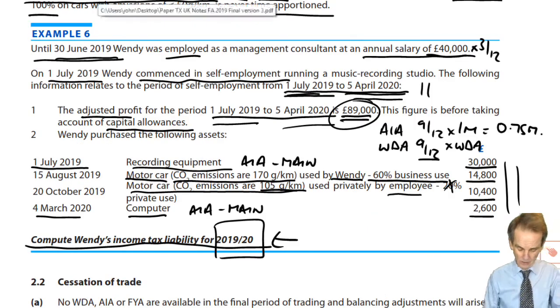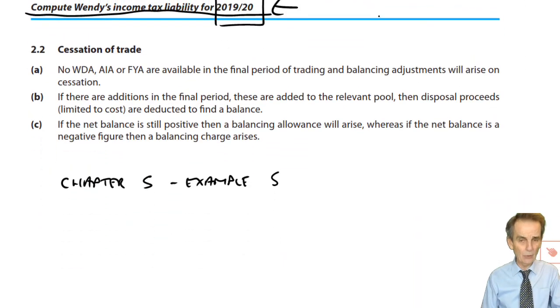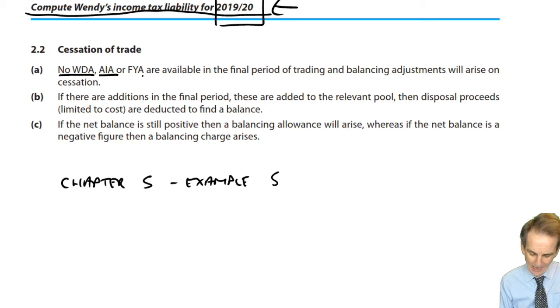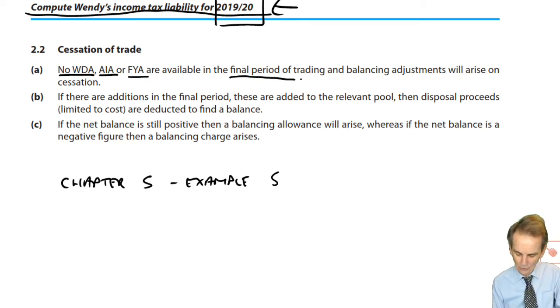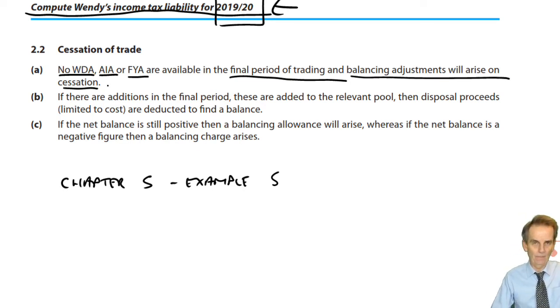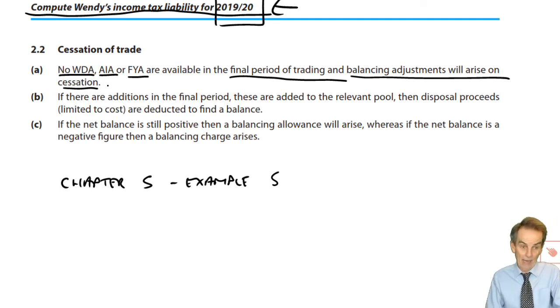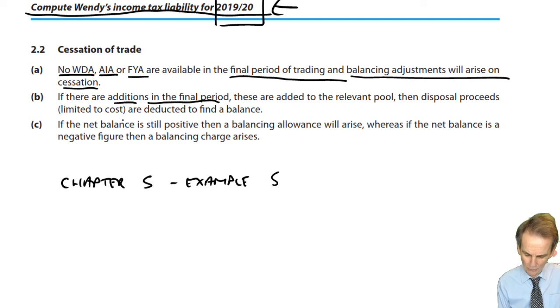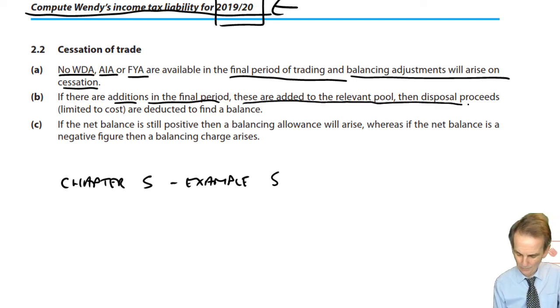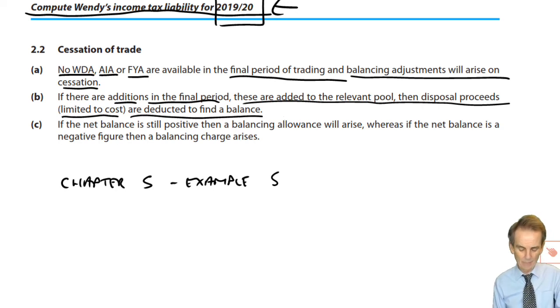Just one final thing to deal with, and don't worry, it's going to be very, very quick because we already know. In dealing with cessation of trade, you know that when you get to the final accounting period, there will be no WDA, no AIA, no FYA in that final period of trading. And what we get instead is balancing adjustments that will arise on cessation. Now, if there are additions, as there may be, in the final period, we simply add to the relevant pool, and then the disposal proceeds, remember, deduct sales proceeds to a maximum of original cost, are then deducted to find a balance.